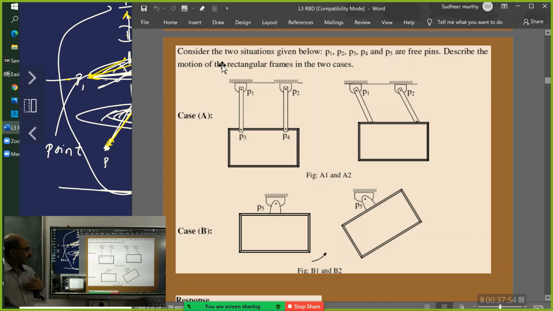So here, consider the situations given below. P1, P2, P3, P4 are the free pins. Free pins means they can move. Free means it is constrained, but it can move. See, only this point is rigidly secure. Describe the motion of the rectangular frames in the two cases.